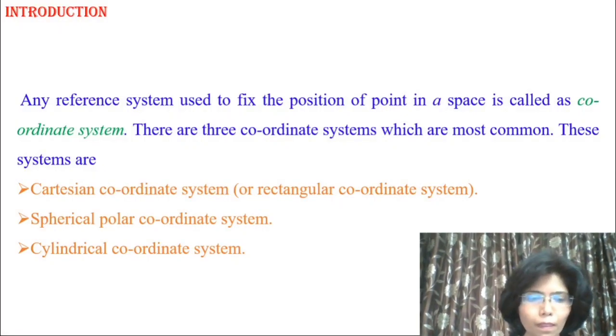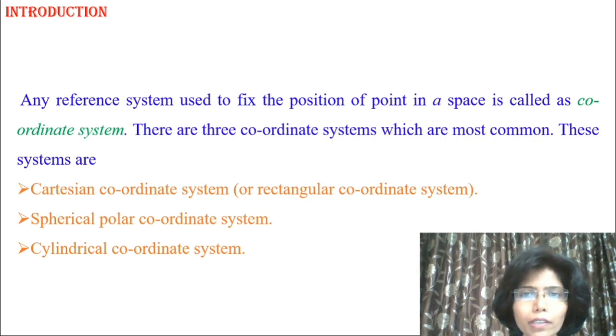Friends, in any physical problem, we have to deal with several physical quantities like pressure, mass, density, electric and magnetic field intensity, potential and temperature gradient. All these quantities may have different values at different points in space. One has to select a suitable coordinate system in solving such problems. Any reference system used to fix the position of a point in the space is called a coordinate system.